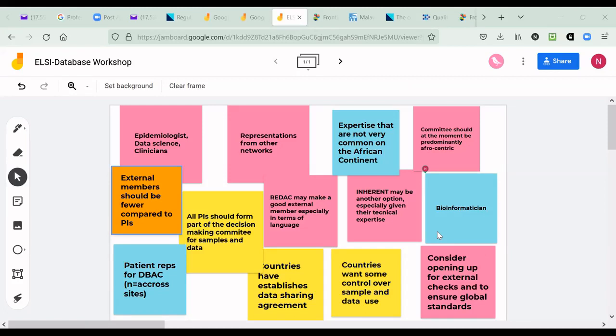And then there was the consensus that the DBAC should be more Afrocentric, that we should have more representation from the continent. Yeah, so the other members of Group One can add if I've left out any key points. I think the silence from my group members may mean that I've covered all the points that were discussed.